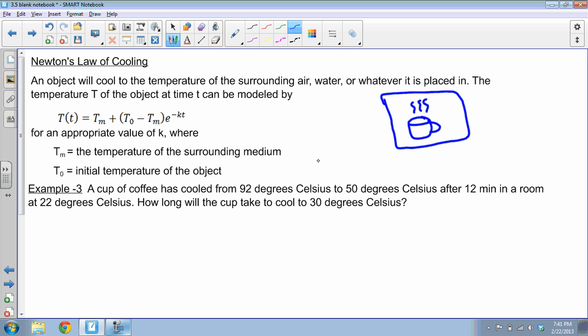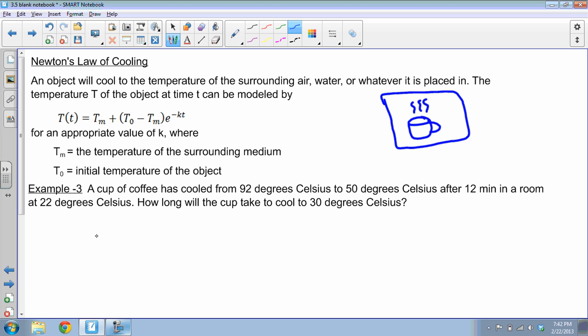So T of M, the temperature of the surrounding medium. The surrounding medium a lot of times is going to be air, or if you like drop something in water, cold water, like your medium would be water. T of 0 is the initial temperature of the object, or T of O, depending on what you want to call it. T is the amount of time that it's been going on.